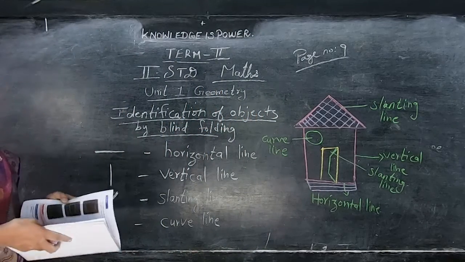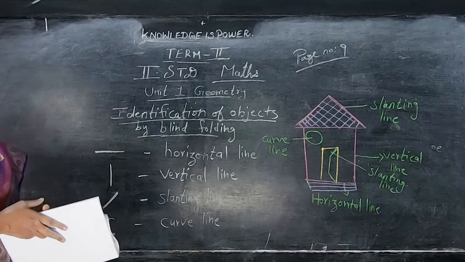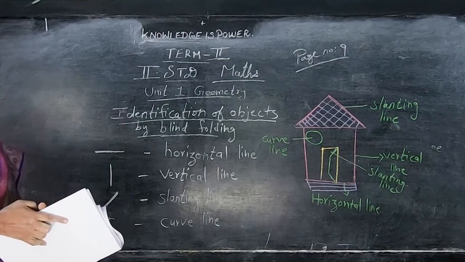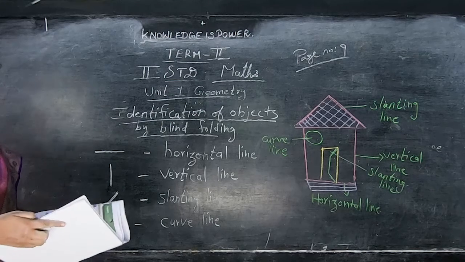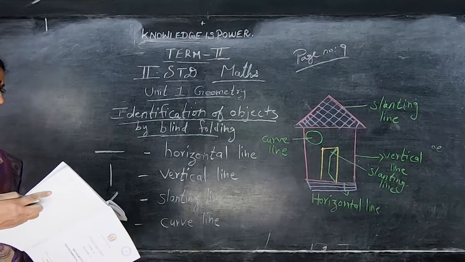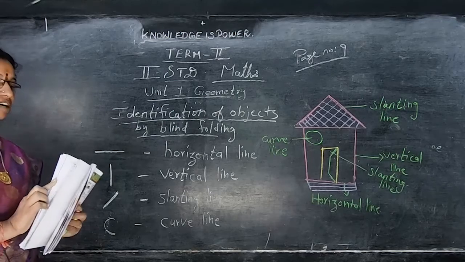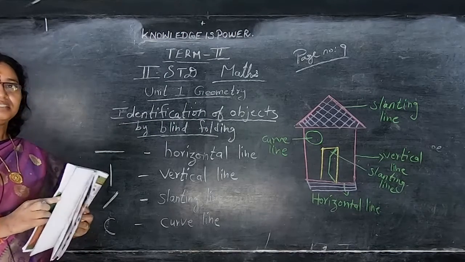In the next class, unit 1 geometry is over. Okay, children, in the next class we can continue with unit 2. Unit 2 is numbers. In that, we can see the bigger number, smaller number, ascending order and descending order. Okay, children, thank you.